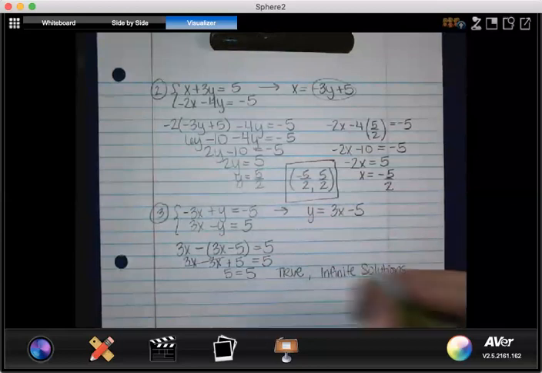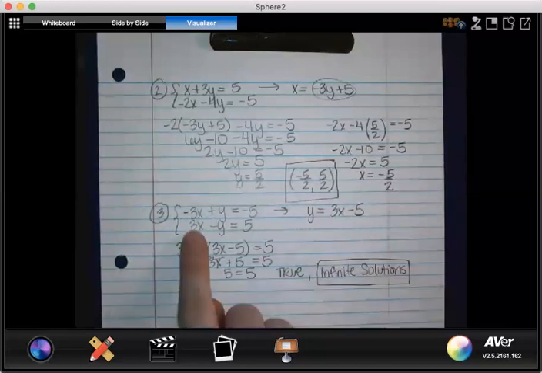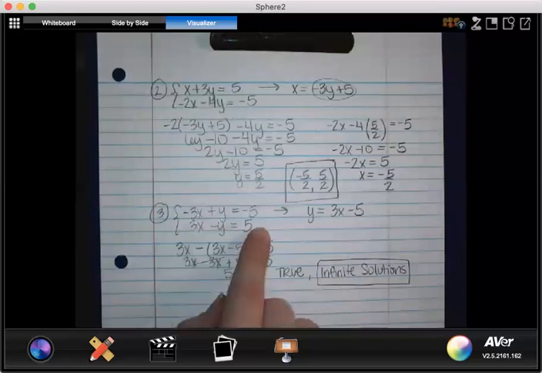And remember, infinite solutions means that it is the same line. If you look up here, the only difference was a negative sign. So if you multiplied one by a -1, you would actually get the exact same line. Okay, if I rearranged this one appropriately, I would get the same answer. And that's number 3, and that's one of our special case scenarios.